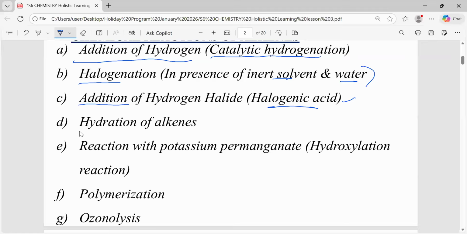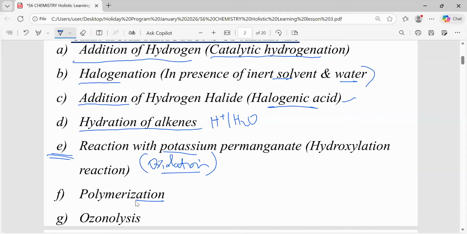Then we also looked at hydration of alkenes, and in hydration of alkenes, that's where we are adding acidified water. Then we left out three reactions. Reaction with potassium permanganate, which we are calling the oxidation using potassium permanganate. And then we left out polymerization and ozonolysis.